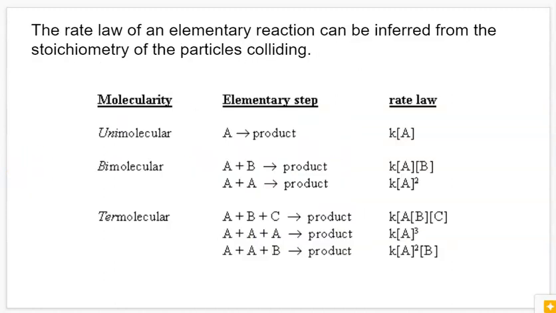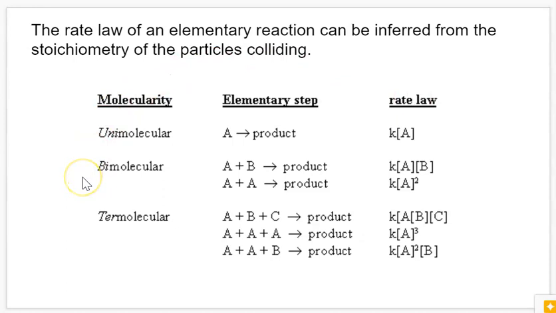If we want to determine the rate law for an elementary reaction, we can usually infer it from the stoichiometry of the particles colliding. The assumption that we make here is that the rate order for each of the chemical species in the elementary reaction is going to be based off of its stoichiometric coefficient. For example, if we have a unimolecular reaction where 1 mole of A is decomposing into products, it's going to be first order in A, and our rate law is going to be rate is equal to k times the concentration of A, because the rate in which the product is formed is going to be based off of the initial concentration of A to begin with.